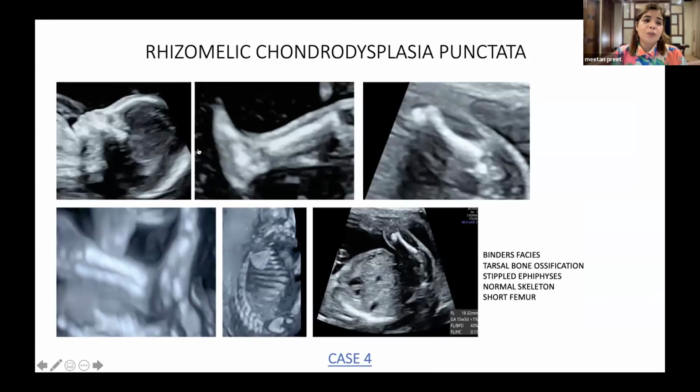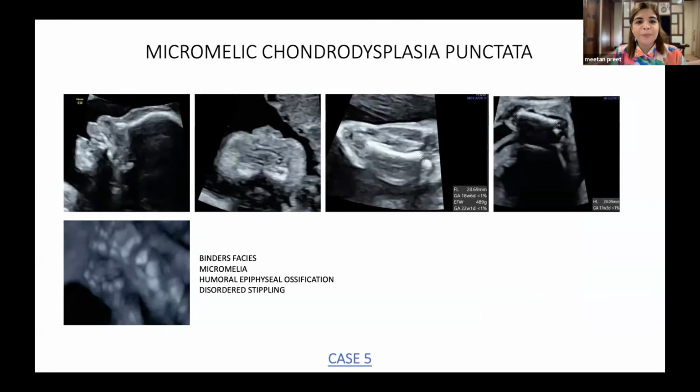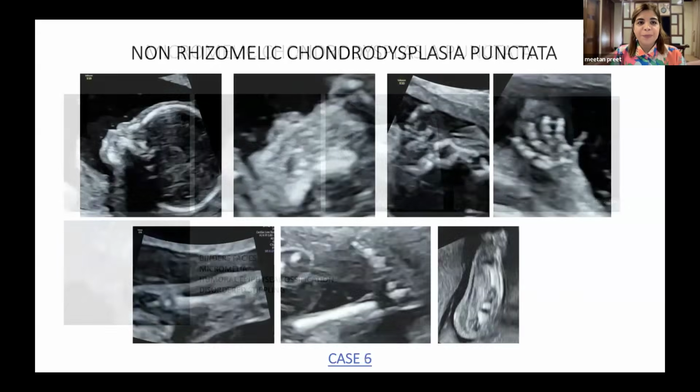Another case of chondrodysplasia punctata, nothing new: binder's phenotype, tarsal bone ossification. We have disordered ossification here as well, and there's a short femur, again to complement our diagnosis. Another case of micromelic chondrodysplasia, again very, very short bones, the humerus also showing ossification, and distal epiphyseal disordered stippling everywhere.